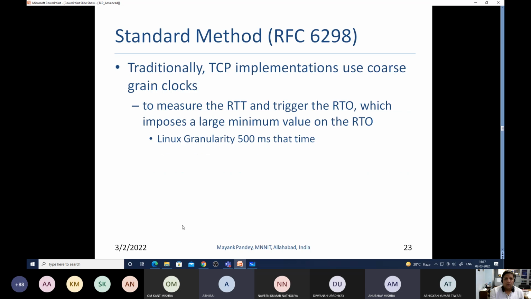Traditionally, TCP implementations use coarse grain clocks to measure the RTT and trigger the RTO, which imposes a larger minimum value of the RTO, because at that time Linux granularity was 500 millisecond. Nowadays Linux granularity is 1 millisecond.